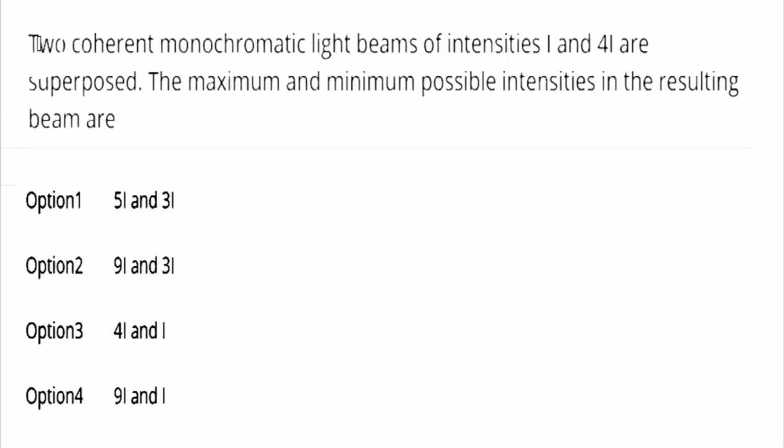Hello everyone, in this question, two coherent monochromatic light beams of intensities I and 4I are superposed. The maximum and minimum possible intensities in the resulting beam are. Now, in this question, it is given that the intensities are I1 equals I and I2 equals 4I.